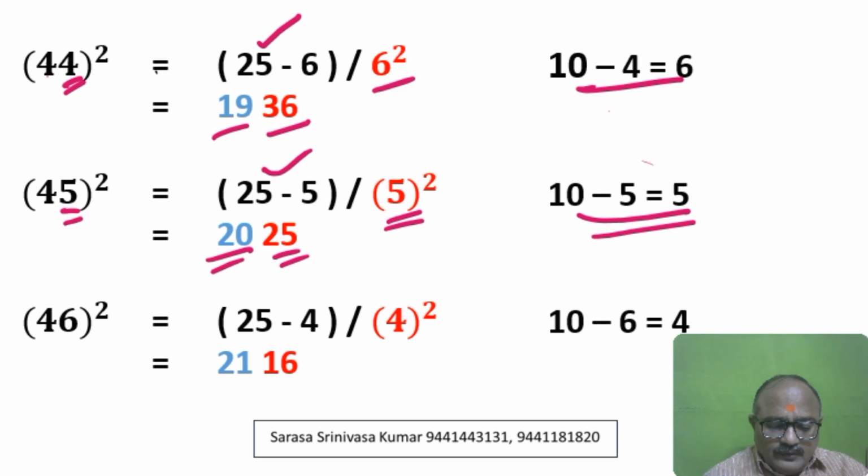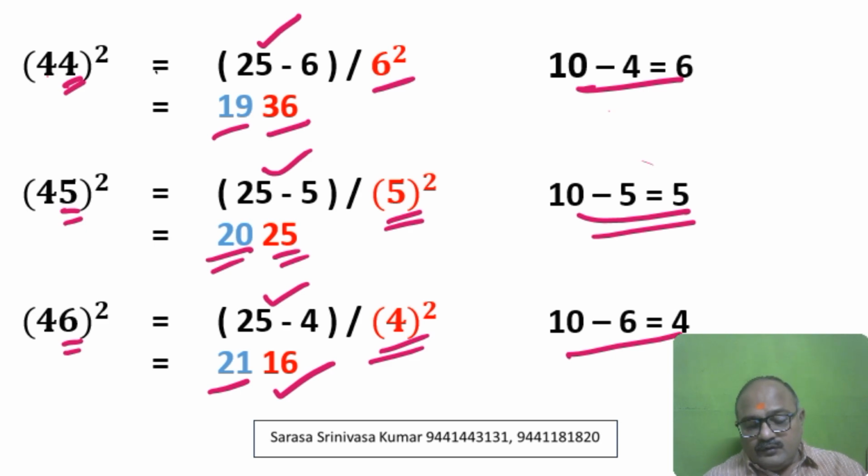46 square, units digit is 6. 10 minus 6 is 4. 4 square, 16. 25 minus 4, 21. 46 square is 2116.